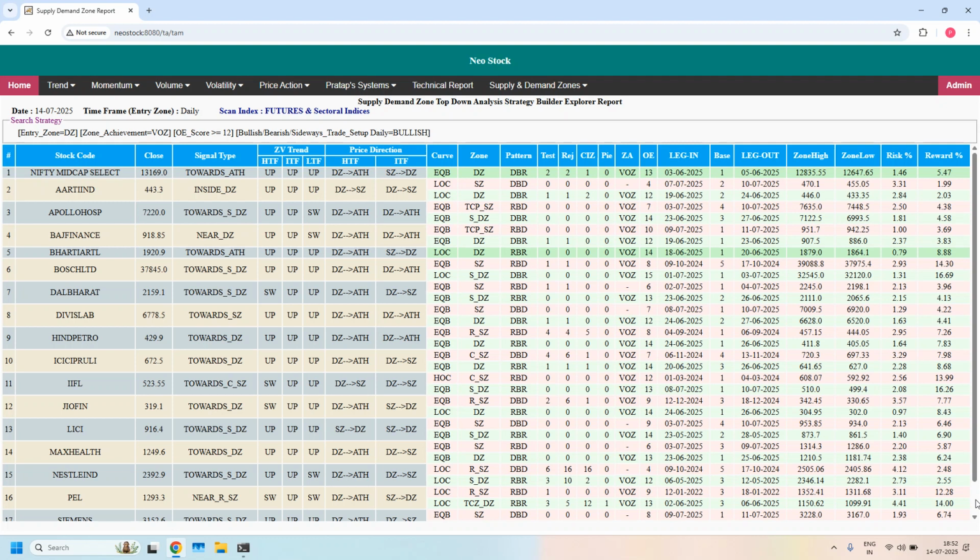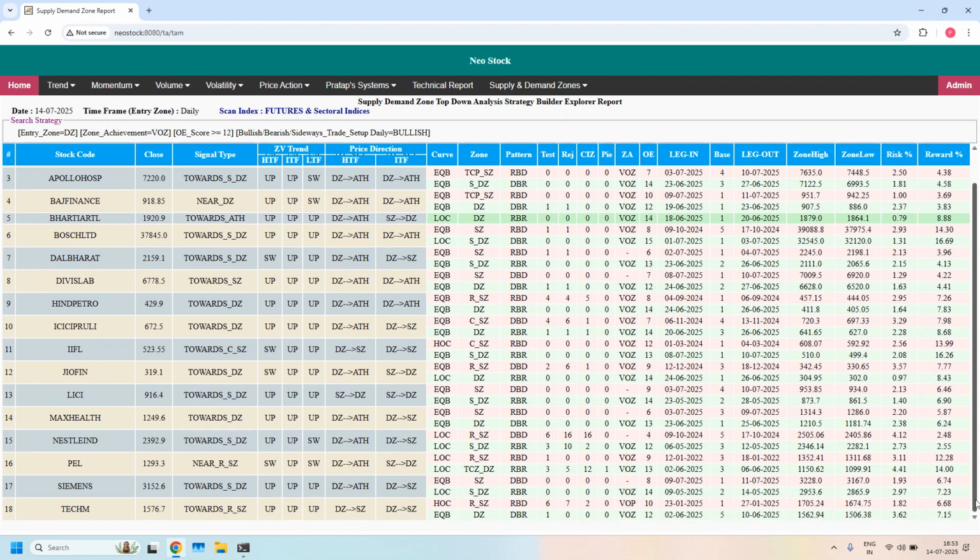Scrolling the list down, total 18 stocks are filtered. All are supporting bullish trade setup for monthly income trade. Entry time frame zones are daily demand zones.